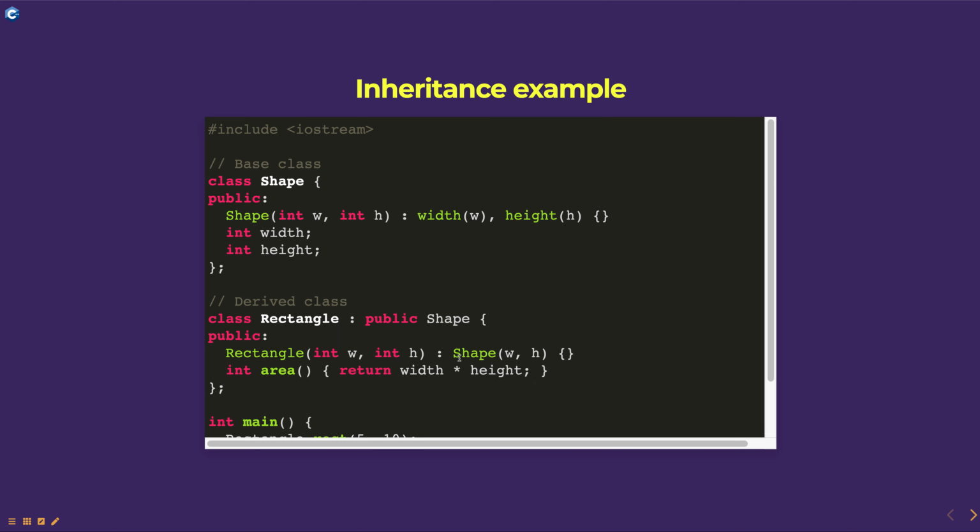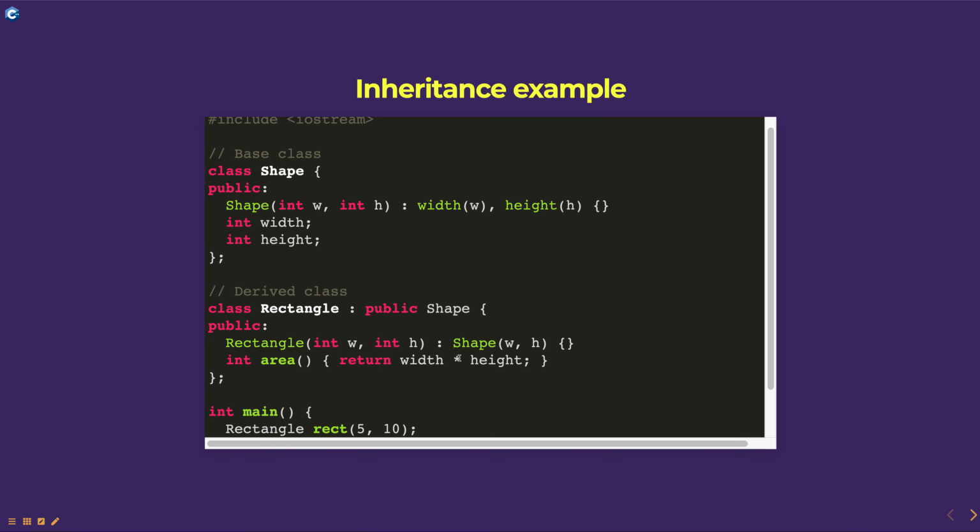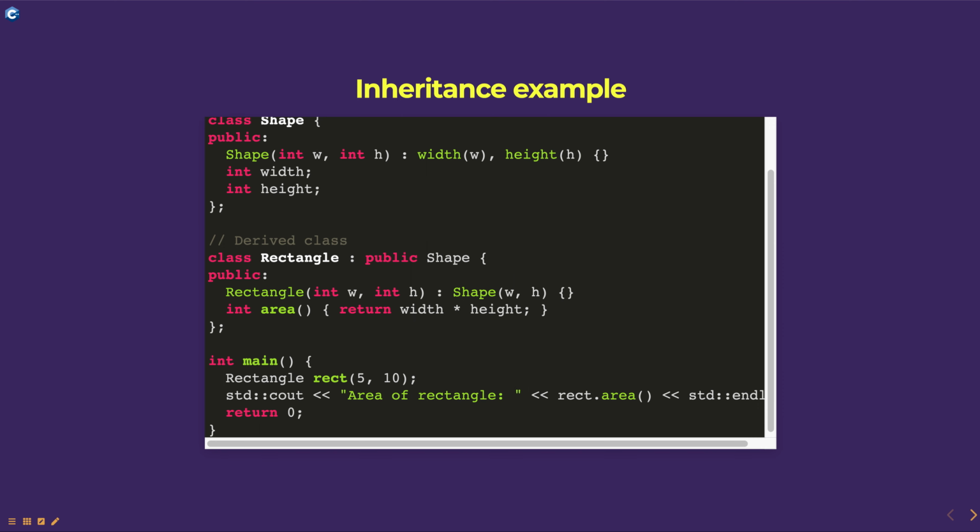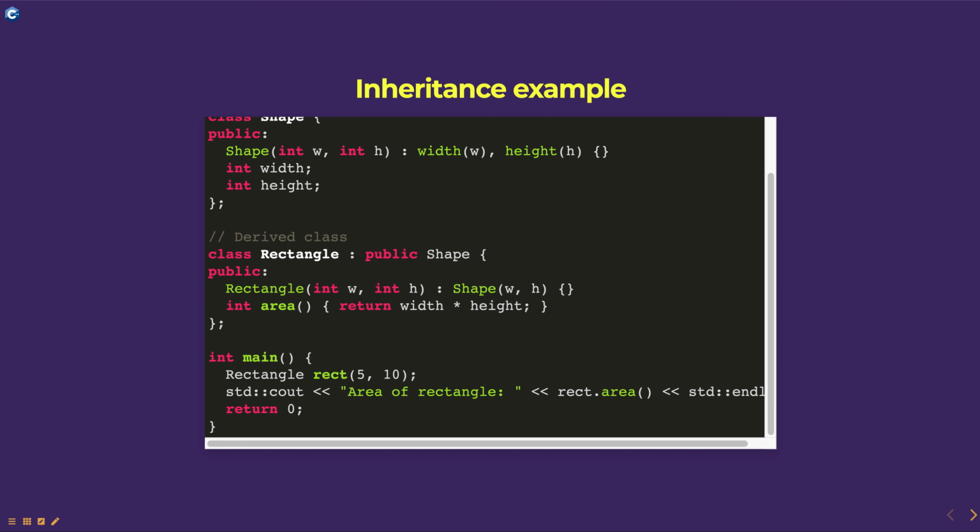In this example, the class Shape is the base class and the class Rectangle is the derived class. The derived class Rectangle inherits the properties width and height from the base class Shape and also adds its own behavior, the method area, to calculate the area of the rectangle.